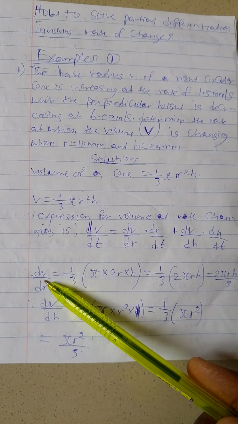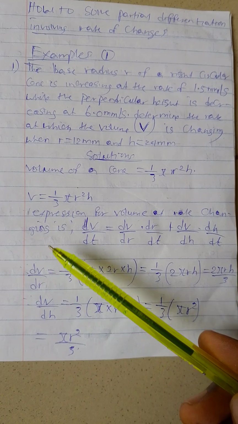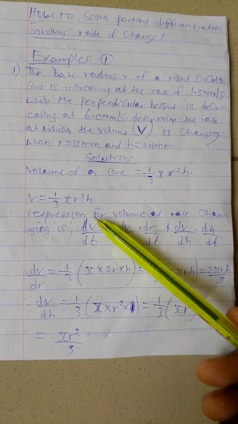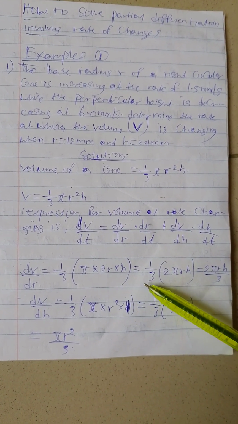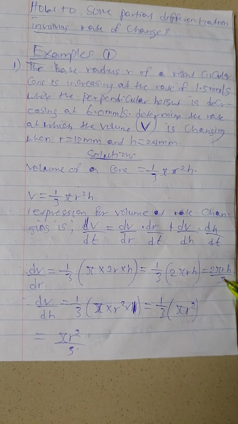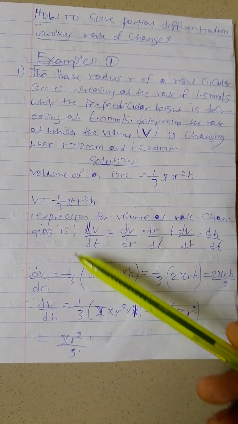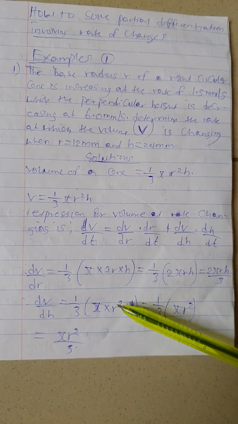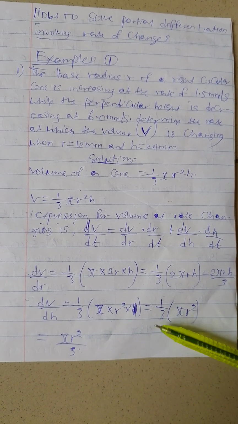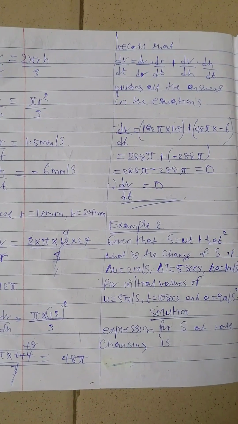Now what is dV over dr? Under V, differentiate r. That becomes 1 over 3 brackets pi times, now differentiate r squared, that is 2r, times h. So the answer is 1 over 3 times 2 pi rh, which is 2 pi rh over 3. Now again under V, differentiate h. That is dV over dh, which is 1 over 3 brackets pi times r squared. Differentiate h is 1, equal to 1 over 3 pi r squared, which is pi r squared over 3.